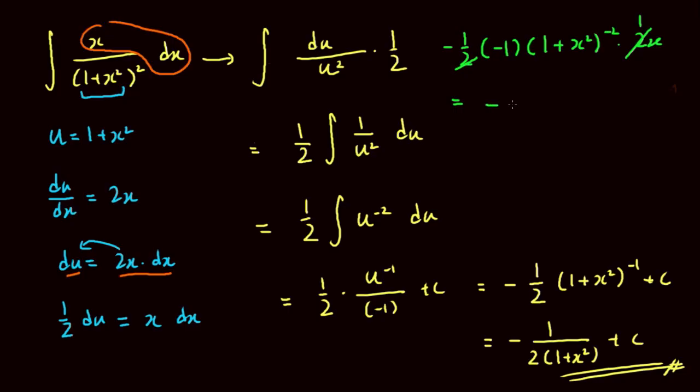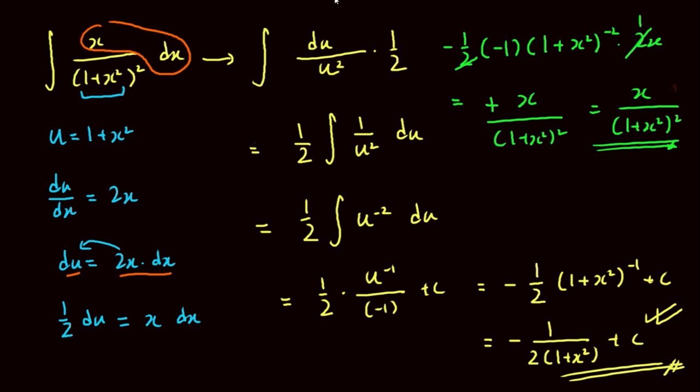So you'll have negative, and negative and negative become positive, so we get positive x over (1 plus x squared) to the power of 2. Of course, leaving us with x over (1 plus x squared) squared. So this is your final answer if you proved it, right? Therefore, this is correct. Okay, so now let's go for another question.